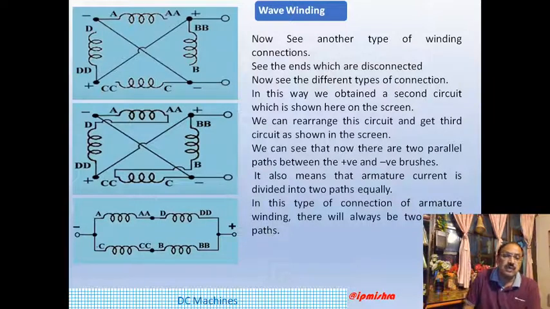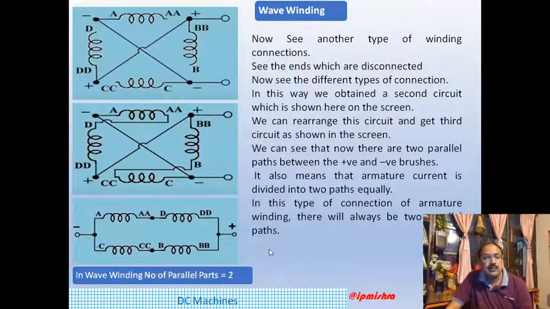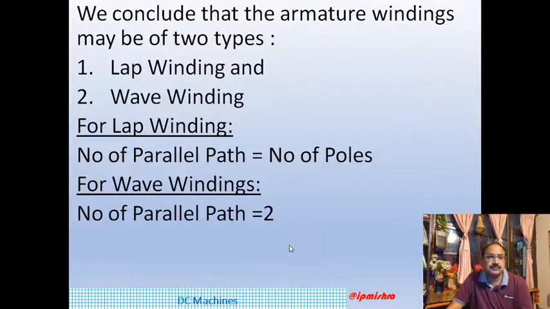There are 2 types of winding I have shown. One in which number of parallel paths were equal to number of poles, and here number of parallel paths will be 2, irrespective of number of poles. कितने भी पोल हों, number of parallel paths wave winding में 2 होंगे. So this is summary.